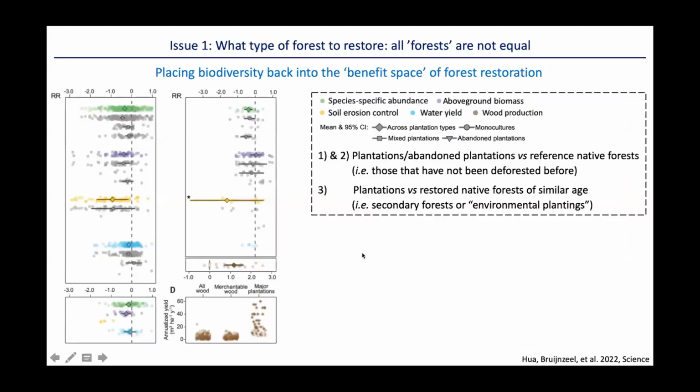So to try to provide some scientific insights to enable the placing back of biodiversity into the benefit space of forest restoration, my colleagues and I did a global meta-analysis comparing the performance of plantations in four important ecosystem services as well as biodiversity relative to that of native forests. In simple terms, we compared plantations with old growth forest, or forests that have never been deforested before, in terms of biodiversity, carbon storage, soil erosion control, and water provisioning services. We also did a similar comparison of plantations against abandoned plantations, meaning plantations that are fairly old or no longer actively managed for timber production, against the native forest baseline that I just described.